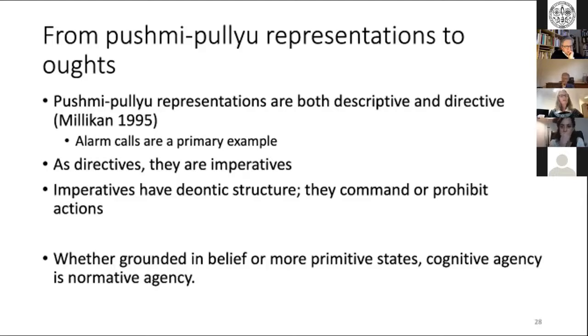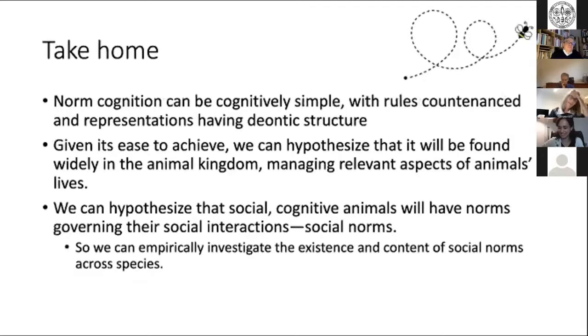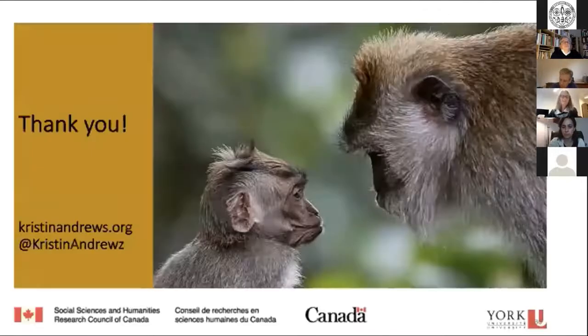So I think that whether grounded in beliefs or more primitive states, what we are forced to see is that cognitive agency is normative agency. That's the slogan of this talk. And so the take home is that norm cognition can be cognitively simple, with rules countenanced and representations having deontic structure. Given its ease to achieve, we can hypothesize that it would be found widely in the animal kingdom, managing relevant aspects of animals' lives. And we can further hypothesize that socially cognitive animals will have norms governing their social interactions, social norms. And so we can empirically investigate the existence and contents of social norms across species. Thank you.